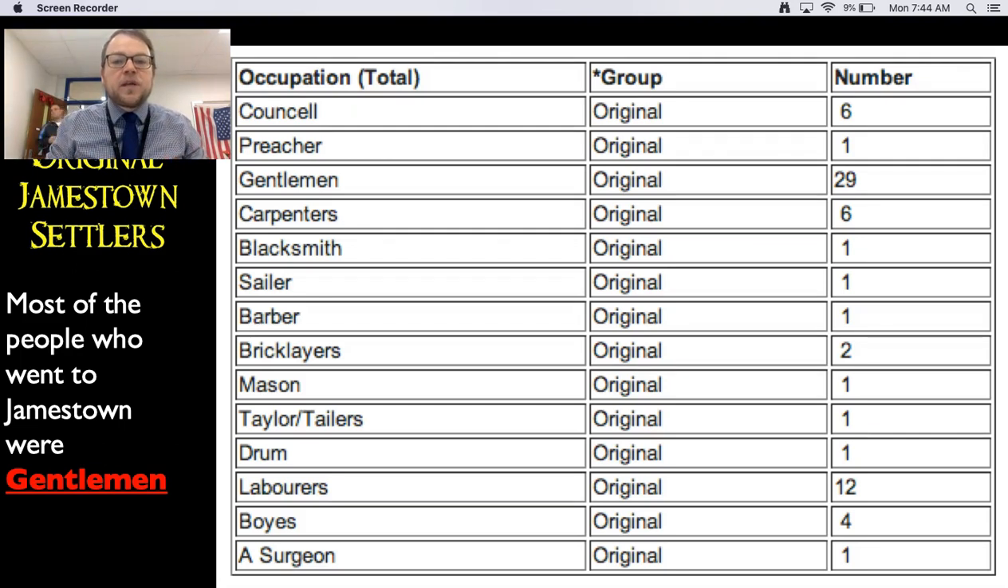For the folks at Jamestown, as we can see, many of them were gentlemen. What does that mean? That means these were the people who were kind of the brains of the operation. These were businessmen, people seeking to make money. So let's remember that most of the people who came over to Jamestown Colony were gentlemen, or people who were used to working in offices and businesses and trying to make money.